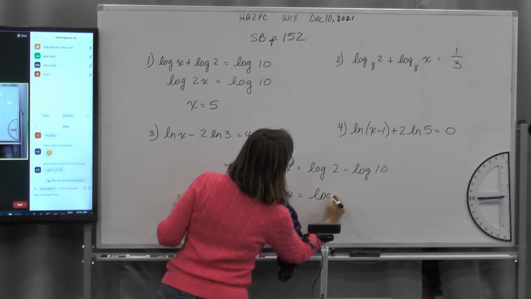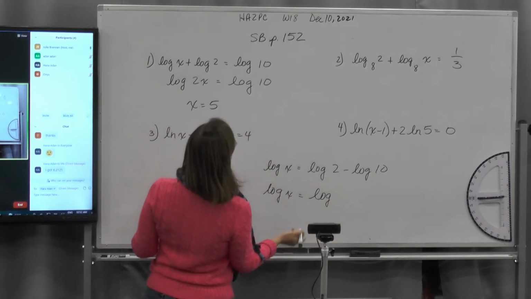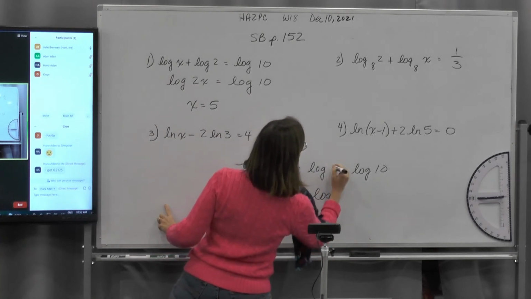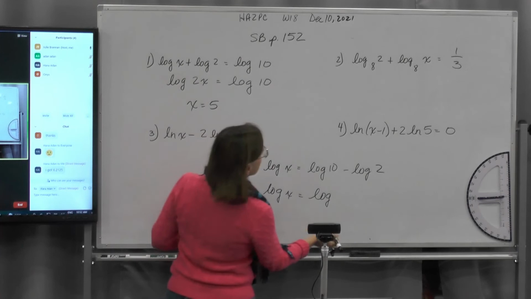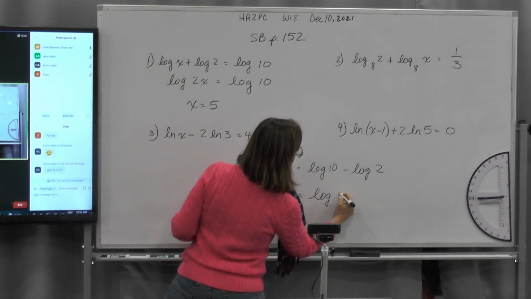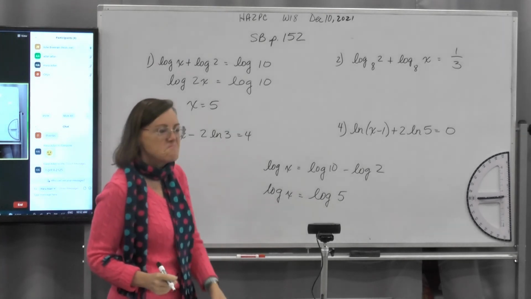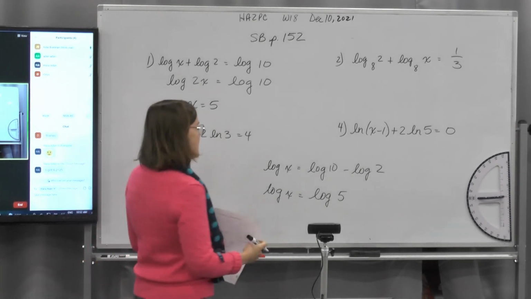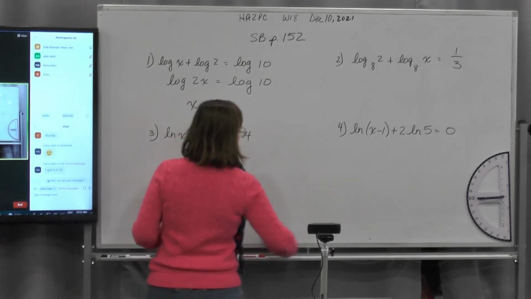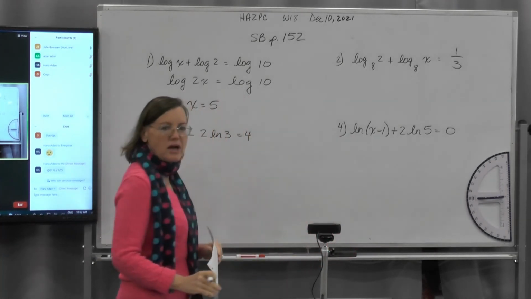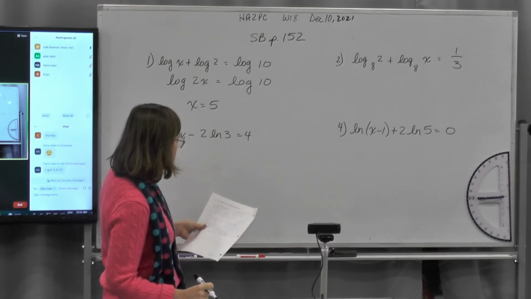I get the log of what? 10 over 2? 2 over 10? It should be 10 over 2. So 10 over 2 is the log of 5. x is equal to 5. You could have done it that way, kind of cool. Definitely wouldn't want to do that with just a calculator. Okay, so go on to number 2.